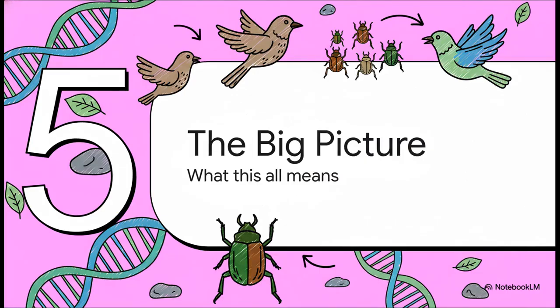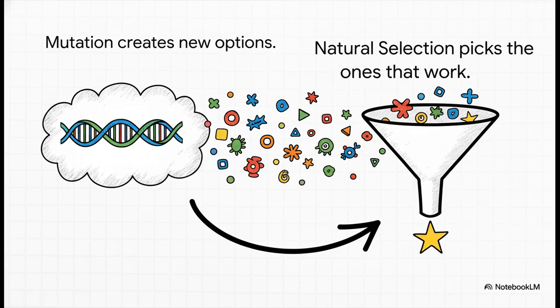Okay, so let's zoom out and land on the main takeaway from all of this. What's the one thing you should remember? It all comes down to this simple but powerful idea. Mutation, a completely random process, creates endless new possibilities. Then, natural selection, a non-random filter, picks the ones that work best in a specific environment. That two-part dance is the engine of all evolution.